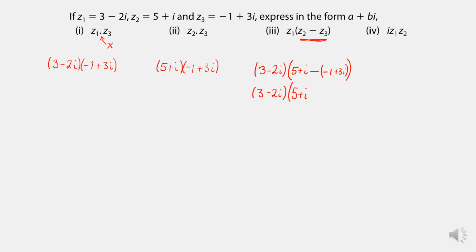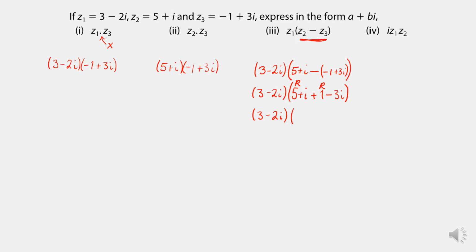So we have to work out what's in the bracket first. So Z1 stays as is. Here we'll have 5 plus i. Now this is why we use the brackets for taking away. Minus 1 gives me plus 1. And minus plus 3i is minus 3i. So you have to apply that take away twice. You're taking away two terms.